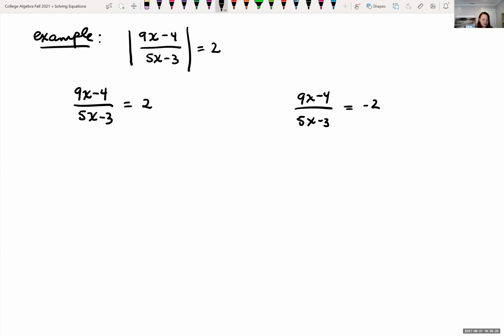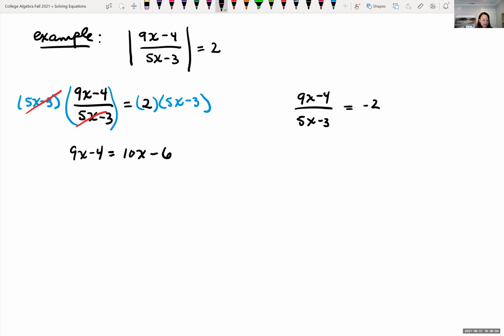So we have a rational equation. We can clear our fractions because it's an equation by multiplying by our LCD on both sides. So we're going to clear the fraction by multiplying both sides by 5x minus 3. So our fraction goes away on the left-hand side, and we're left with 9x minus 4 is equal to, so let's distribute that 2 to the 5x minus 3. So distributing the 2, we get 10x minus 6.